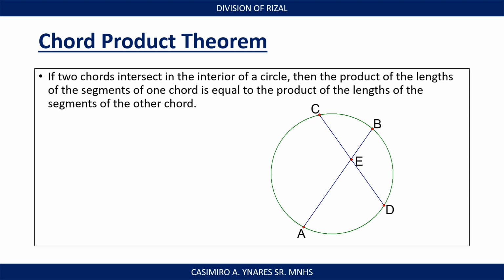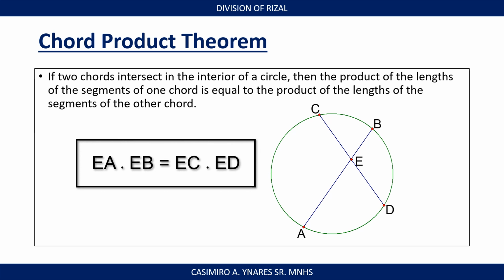We have two chords. Hanapin natin kung ano yung line na magka-partner. So for this, we have the line EA and EB. Kapag minultiply mo lang daw yan sa isa pang chord na EC multiplied by ED, equal lang silang dalawa.